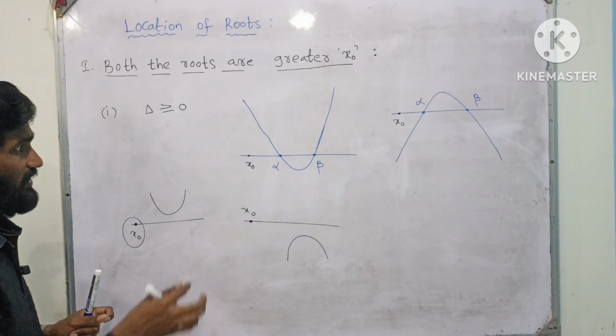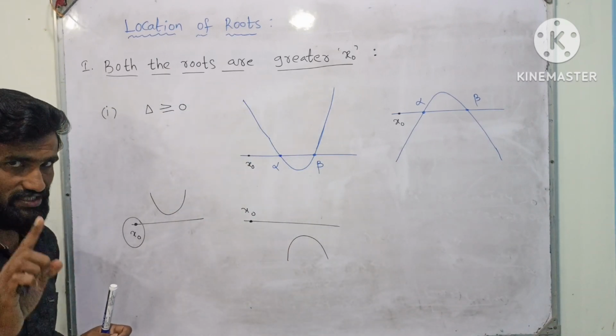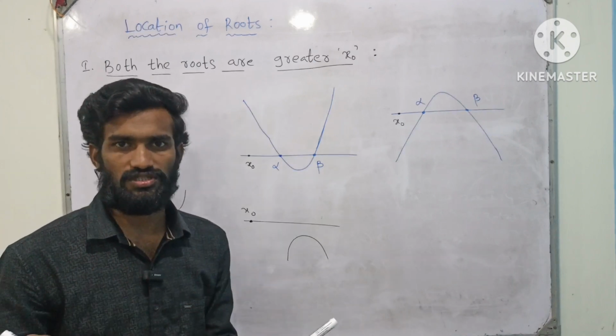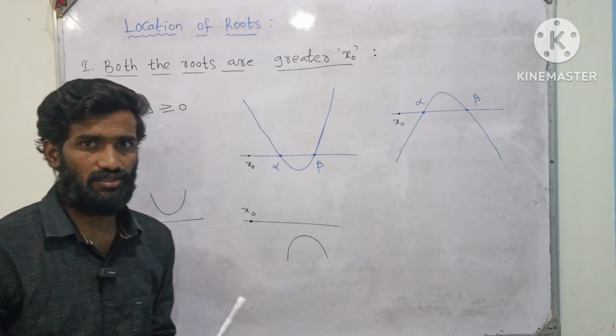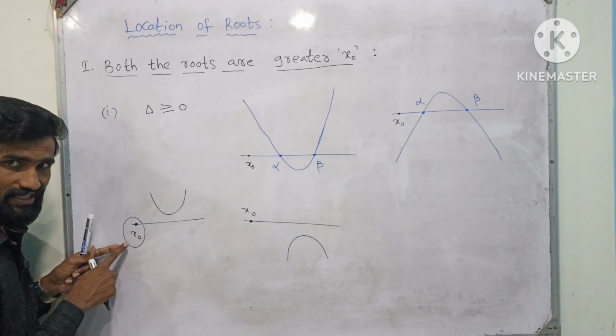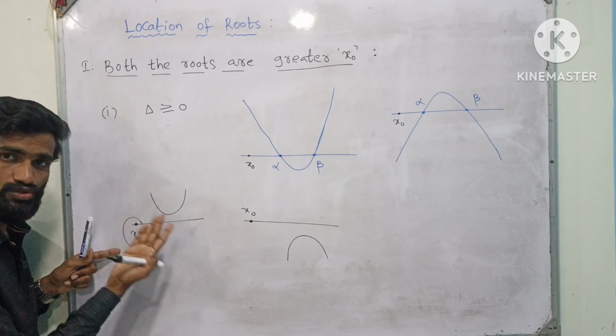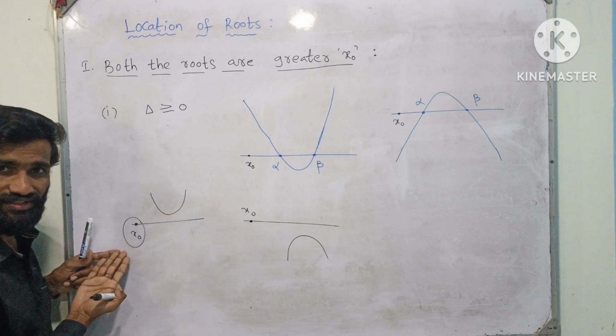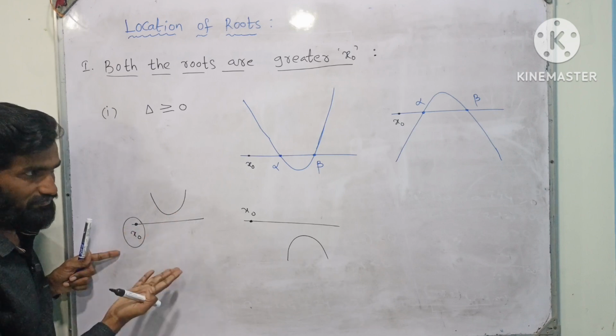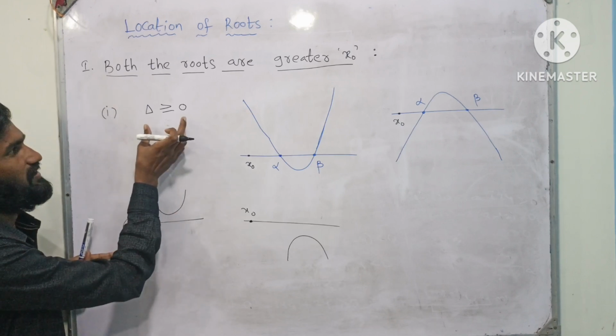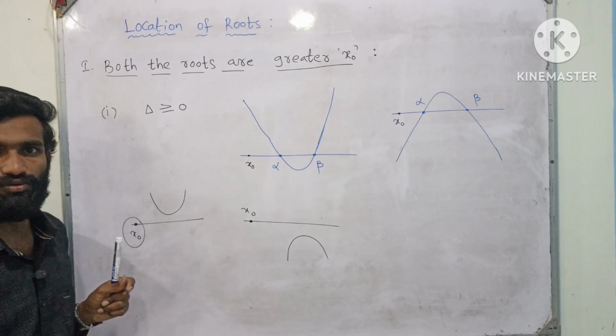Listen carefully. Why am I saying discriminant is greater than or equal to 0? If discriminant is less than 0, we will not get two roots. We will get complex conjugate roots. We cannot compare with x naught. If the roots are complex conjugate, how can we compare with a real number? We cannot compare. Therefore, the first condition should be discriminant greater than or equal to 0.